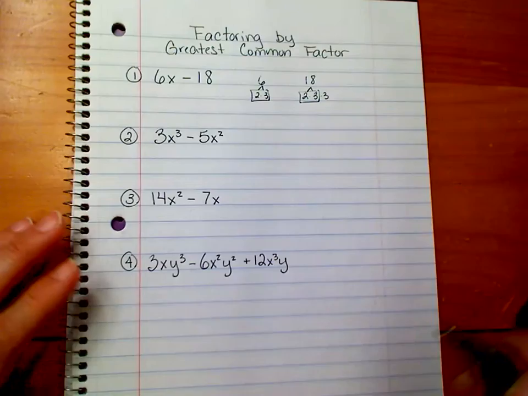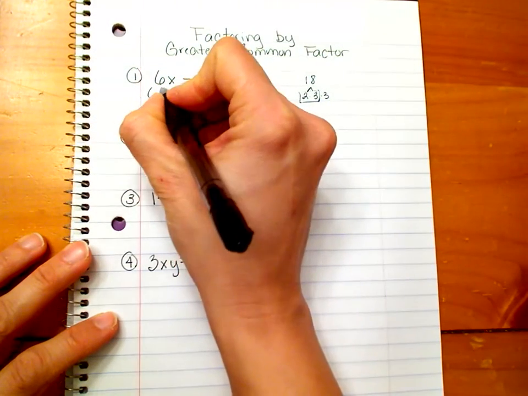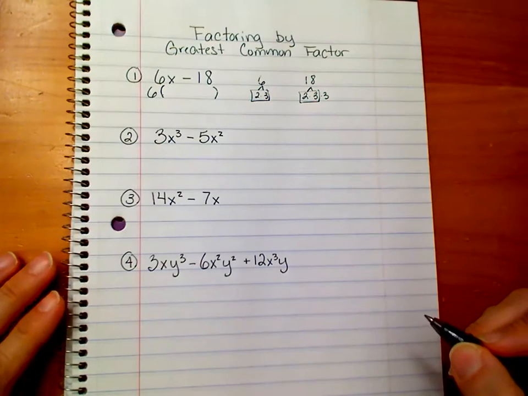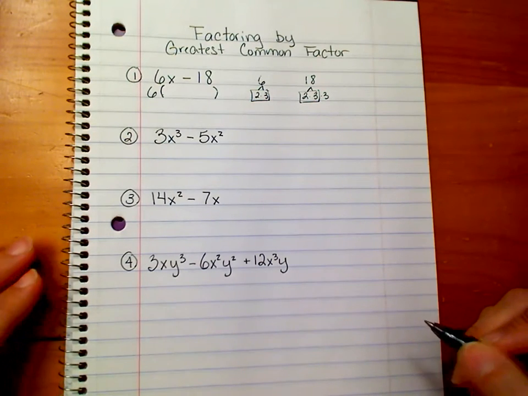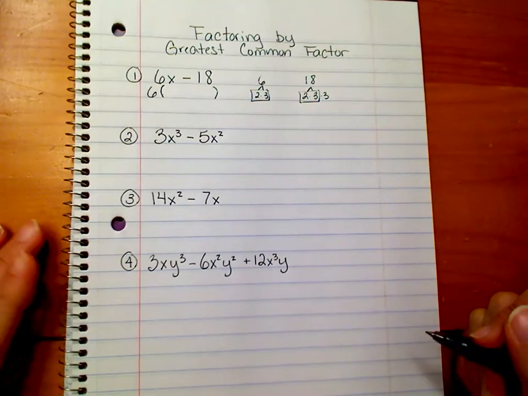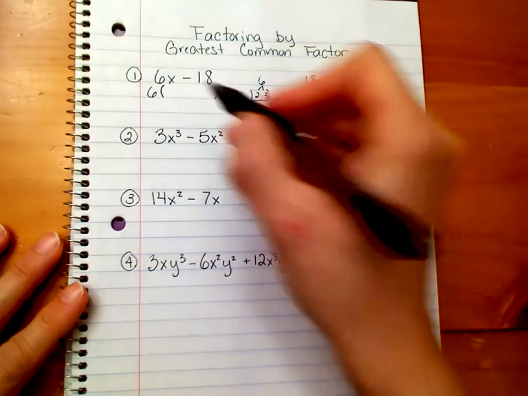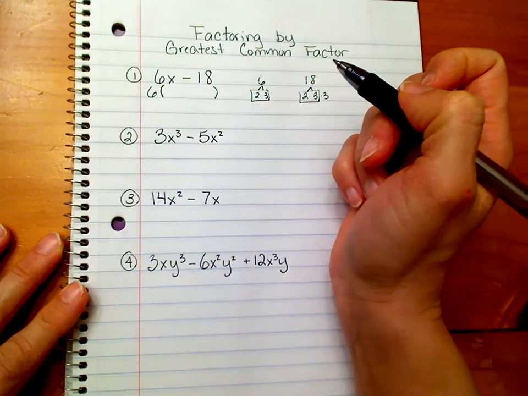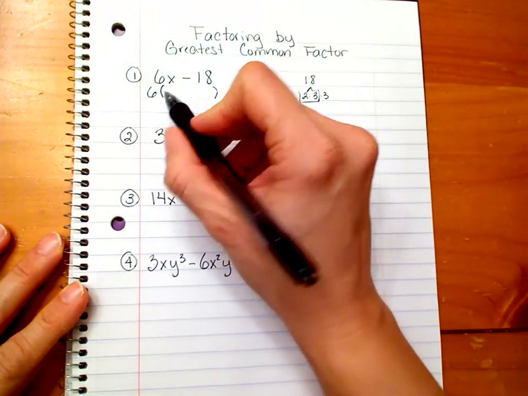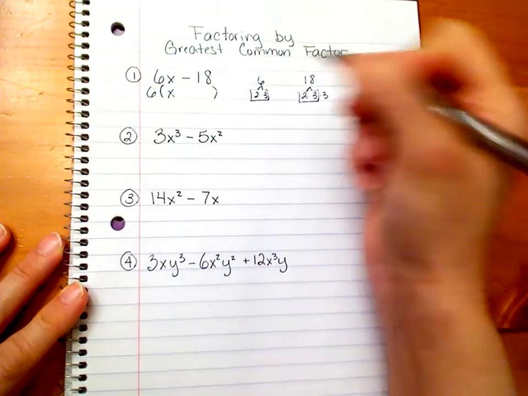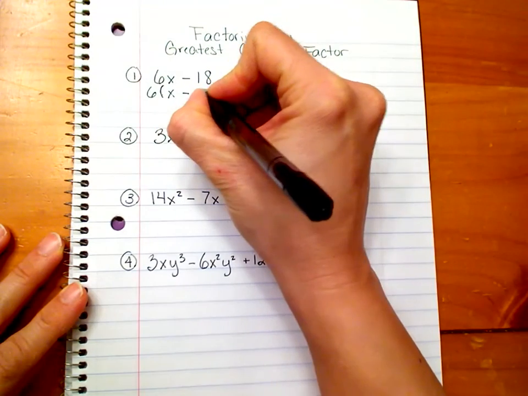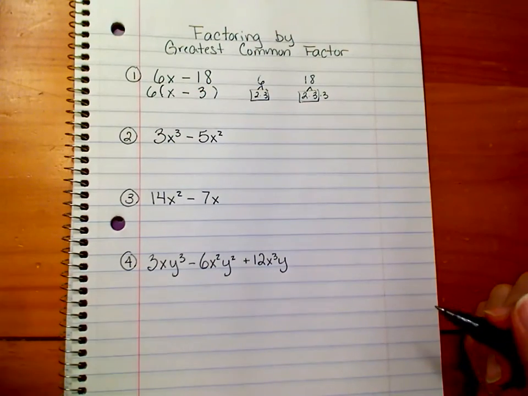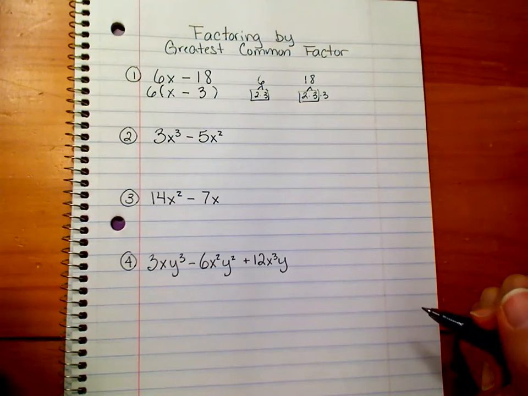And 2 times 3 is 6. So we take a 6 and we put it on the outside of the parentheses, and what we're saying is, what do we multiply 6 by to get 6x minus 18? Another way you can think about it is that you're going to divide each term in 6x minus 18 by 6. When I divide 6x by 6, I get x. When I divide 18 by 6, I get 3. So the factored form is 6 times x minus 3.